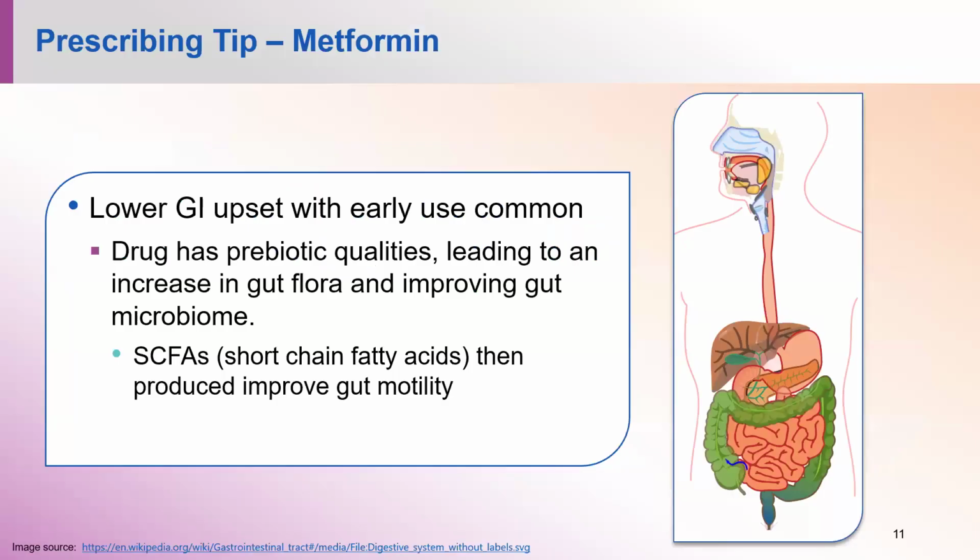So prescribing tip, the lower GI upset, it's interesting. It's hardly ever upper GI upset. People will not say, ooh, the metformin made me want to throw up. No, no, no, no. It's the lower GI stuff. As I said, the drug has prebiotic qualities leading to an increase in gut flora, improving the gut microbiome, because the prebiotic qualities of metformin help increase the amount of these short chain fatty acids that then produce improved gut motility. So what do you do?